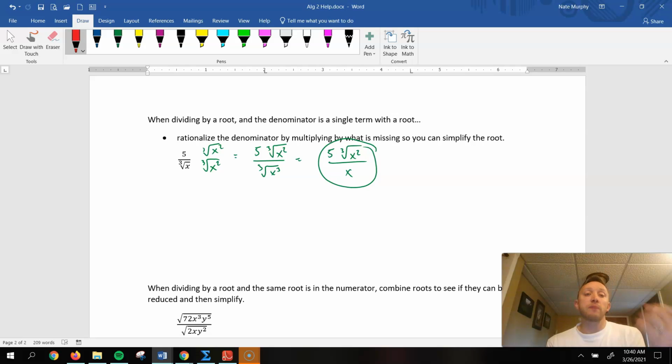Now, if there was something outside of the radical in the numerator that you could reduce with the denominator, then yes, you can do that. But if it's underneath the radical, it's trapped. You can't do anything with it.